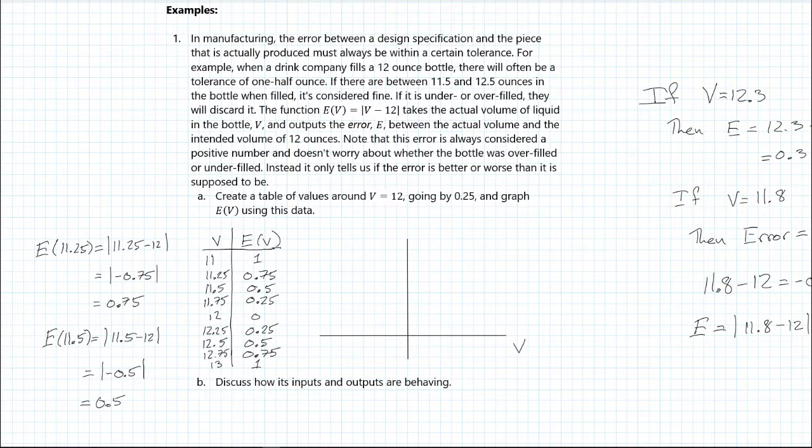So our horizontal axis is the input. That's our volume, capital V. That's V, that's volume in ounces. And the vertical axis is capital E. That's error. The error is also in ounces. All right, let's plot some points here.